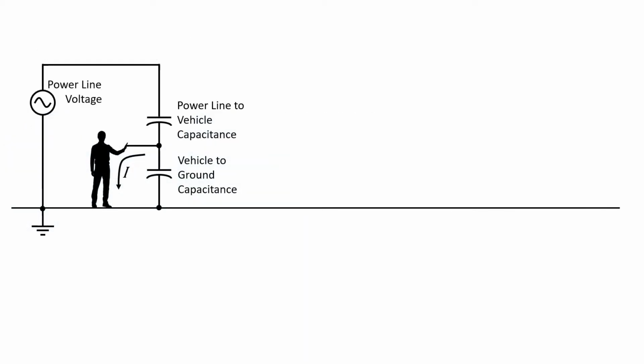The situation can be represented with an equivalent circuit. On the left, an AC voltage source represents the overhead line. A capacitance represents the electrostatic coupling between the overhead line conductors and the vehicle. And another capacitance models the coupling between the vehicle and ground. The person then becomes a parallel path to ground for the current in the circuit.